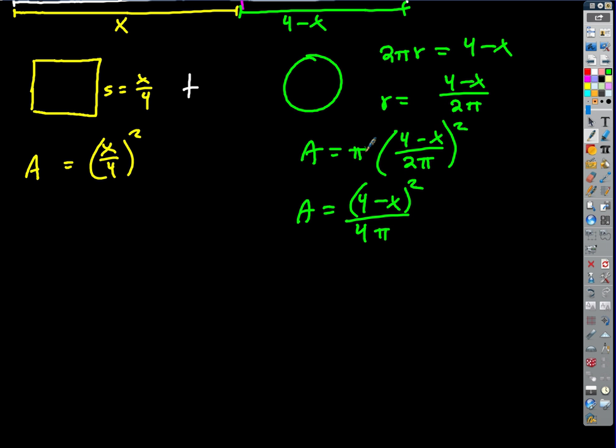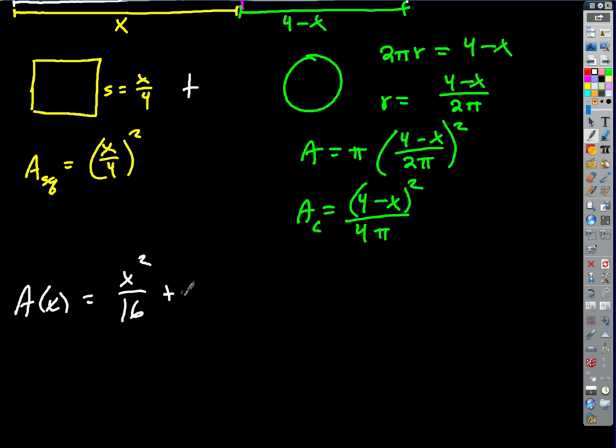Okay, and Ryan, you were right. We wanted to combine. Our primary equation has to be the quantity we're trying to maximize, which is the combined area. So the area of the square plus the area of the circle should be our combined areas. Okay? So the primary equation looks like A, only one variable, x. A of x equals (x over 4) squared. Well, let's just make that x squared over 16, how about, right?